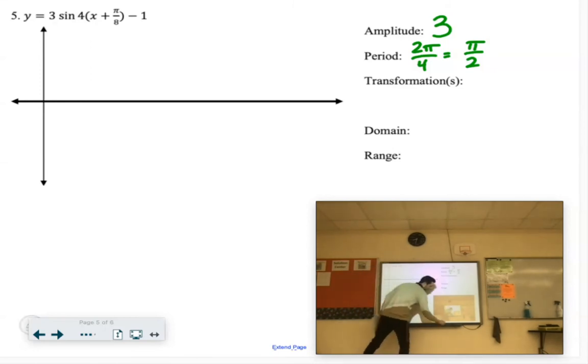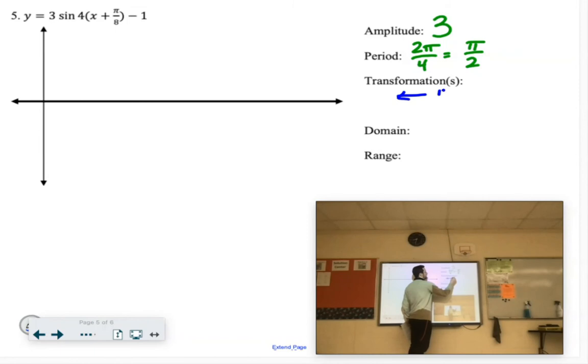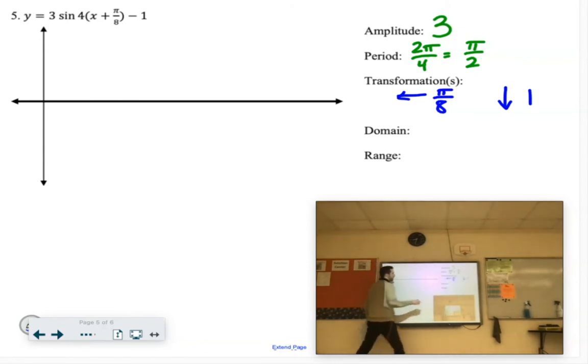Transformations, all right, the plus pi over 8 would shift it left pi over 8. I see b minus 1 at the end, that would shift it down 1. Domain we know is all real numbers. Range, let's try to figure this out.